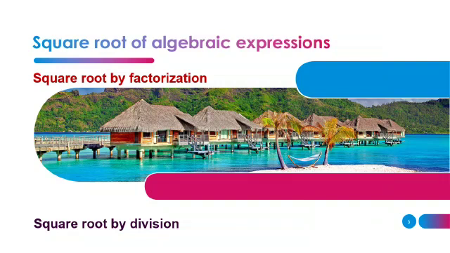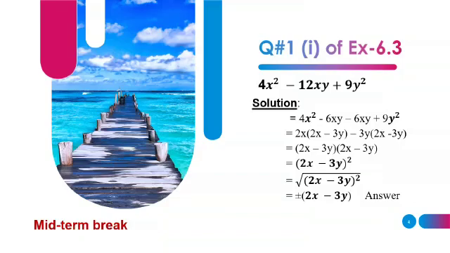Please pay attention. Now the first question, part 1 of exercise 6.3. The statement is 4x square minus 12xy plus 9y square. So the solution is, you are going to break the middle term as I have mentioned in the footer. I have disintegrated this middle term into two parts: minus 6xy minus 6xy plus 9y square.